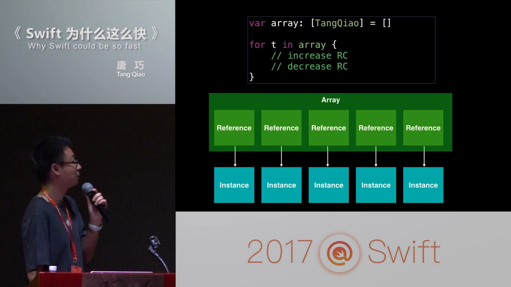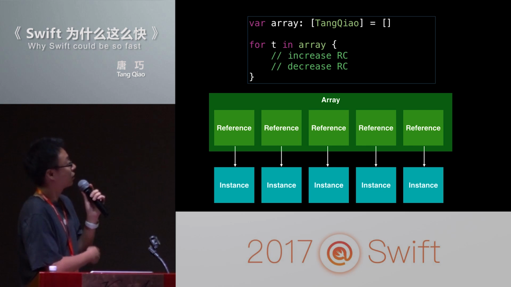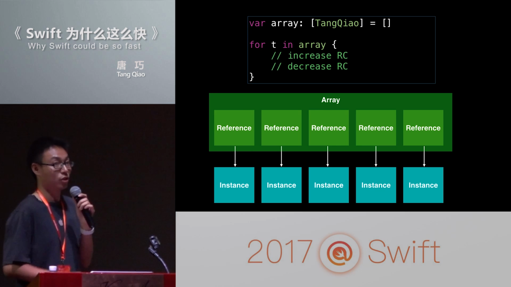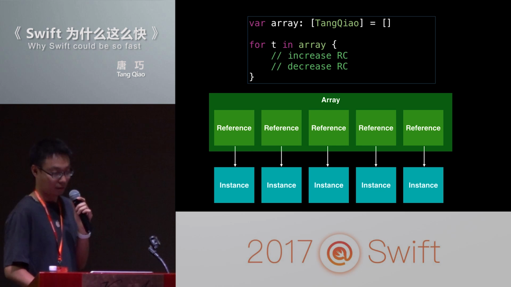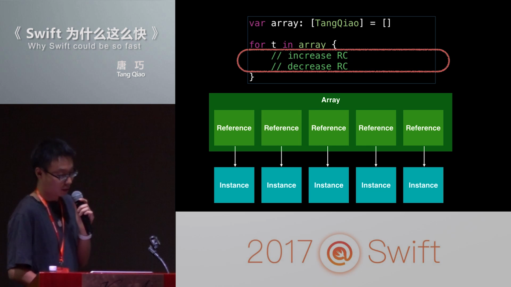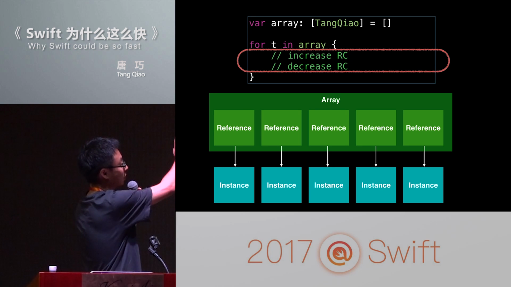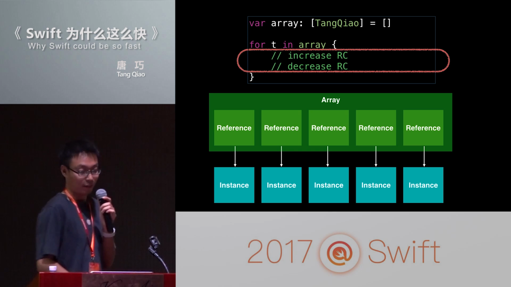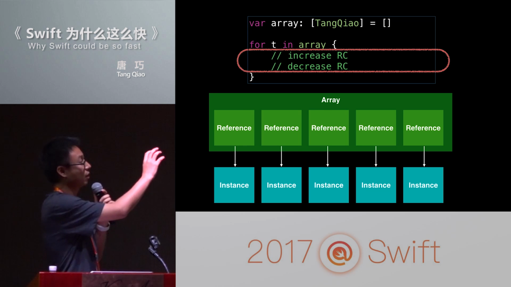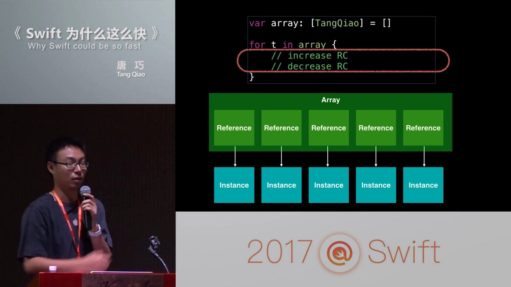Here is the example. I have an array of objects, and I want to loop over this array and do some operation on each of these elements. Swift will add reference count increase and decrease code in this loop. So every time I loop, it will do some operation to increase and decrease the reference count. It will cost a lot of CPU time.